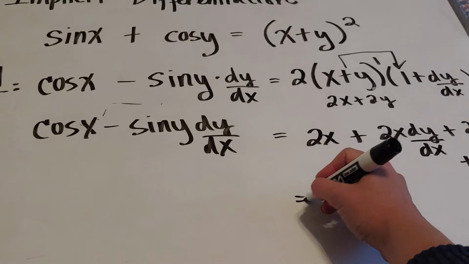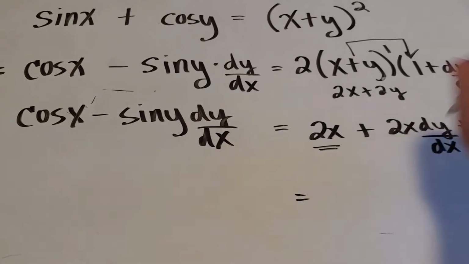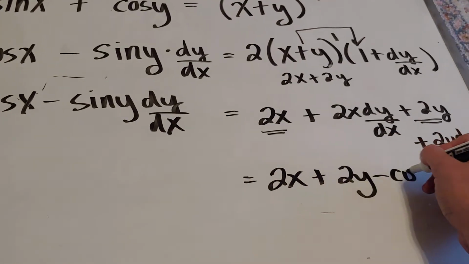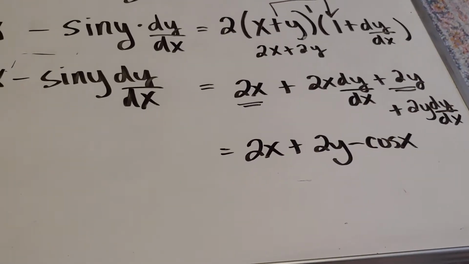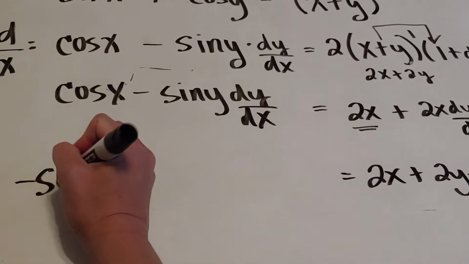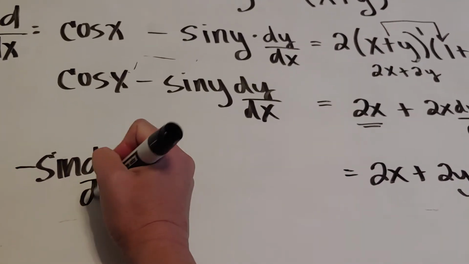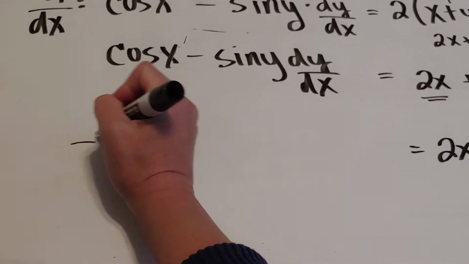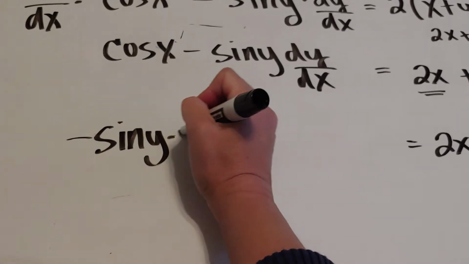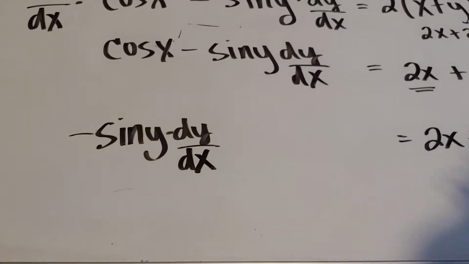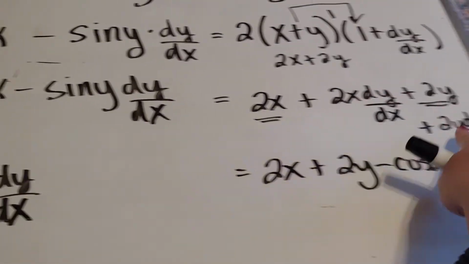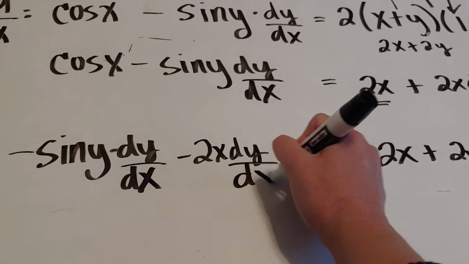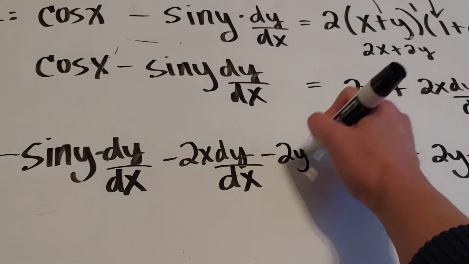So let's talk about what's on this side. I'm going to have this 2x plus 2y subtracting a cosine. Okay. All right, on this side, I'll have the negative sine y dy dx. I got so in a hurry, I forgot the y. Okay, great. I'm going to move this 2x and this 2y over. So minus 2x dy dx, and minus 2y dy dx.